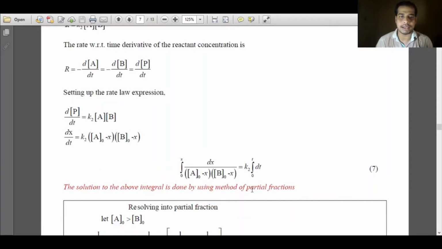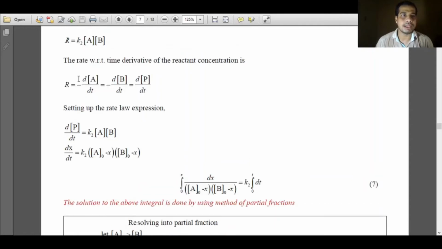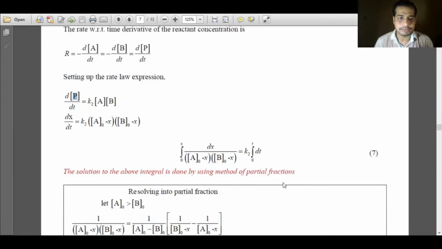I'll rearrange according to equation 7, and I integrate the expression. And what will be my integration limit? We have taken product concentration while setting up the expression. It means product is forming with respect to time. So initial product concentration was 0, and after some time, X amount of product is formed. So the concentration limit is 0 to X and the time limit is 0 to T.